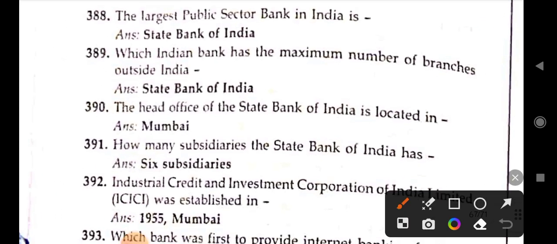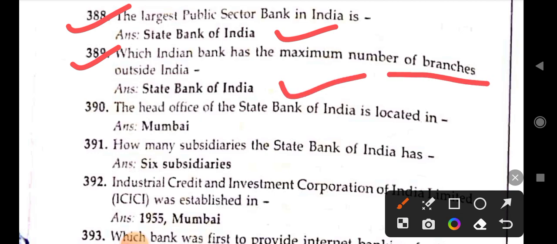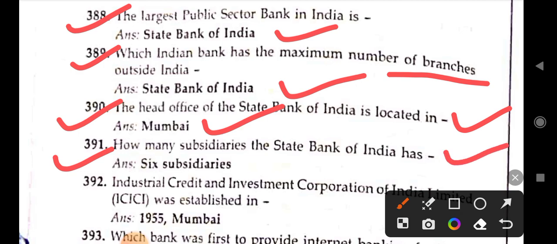Next, the largest public sector bank in India is State Bank of India. Which Indian bank has the maximum number of branches outside India? State Bank of India. The head office of the State Bank of India is located in Mumbai. How many subsidiaries does the State Bank of India have? 6 subsidiaries.